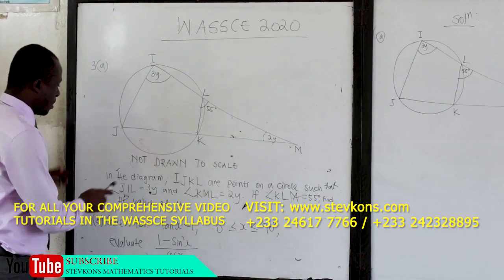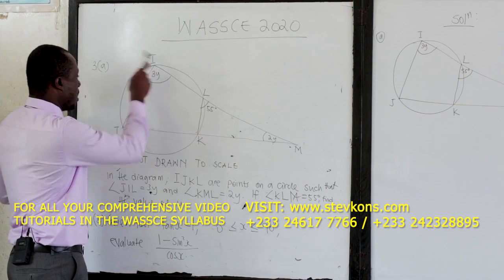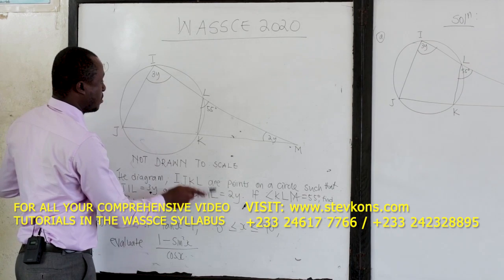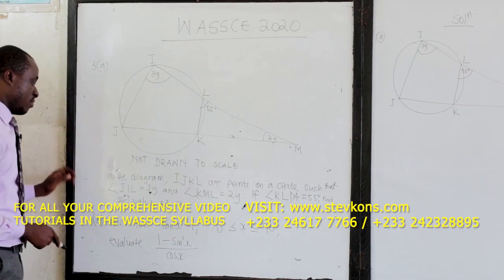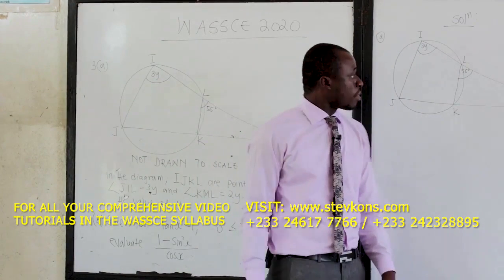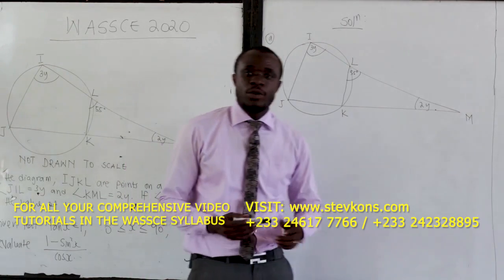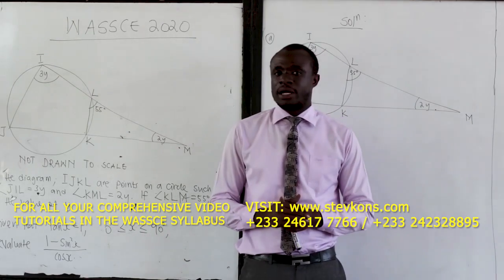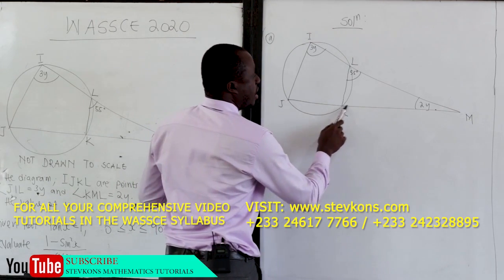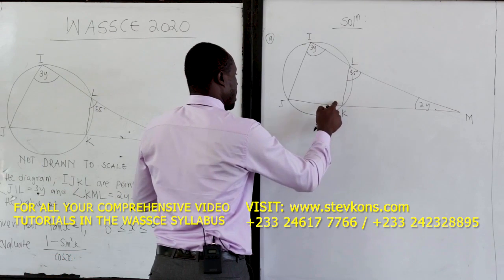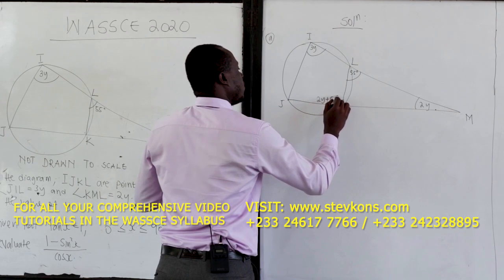Now this is question number three. It is saying this is not drawn to scale in the diagram. I, J, K, L are points on the circle such that angle JIL is 3y, angle KML is 2y, and angle KLM is 55 degrees. We are being told to find the value of y, and that is what I have redrawn over here. Now, when I consider triangle KML, what do I know? I know that the sum of the two opposite interior angles is equal to the exterior angle. So the angle here becomes 2y plus 55 degrees.